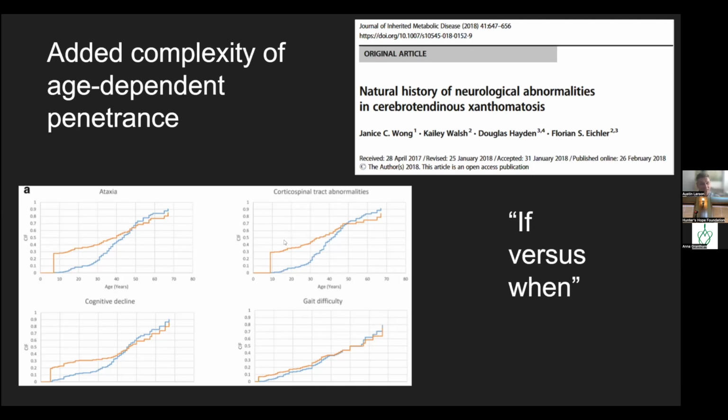And the same is true, with slightly different age of onset curves, with cognitive decline and spasticity, as well as gait difficulty. So it introduces this complexity to CTX, which is that there's not only the question of if someone will develop a particular symptom, but also when. So there's multiple variables that this can vary on.